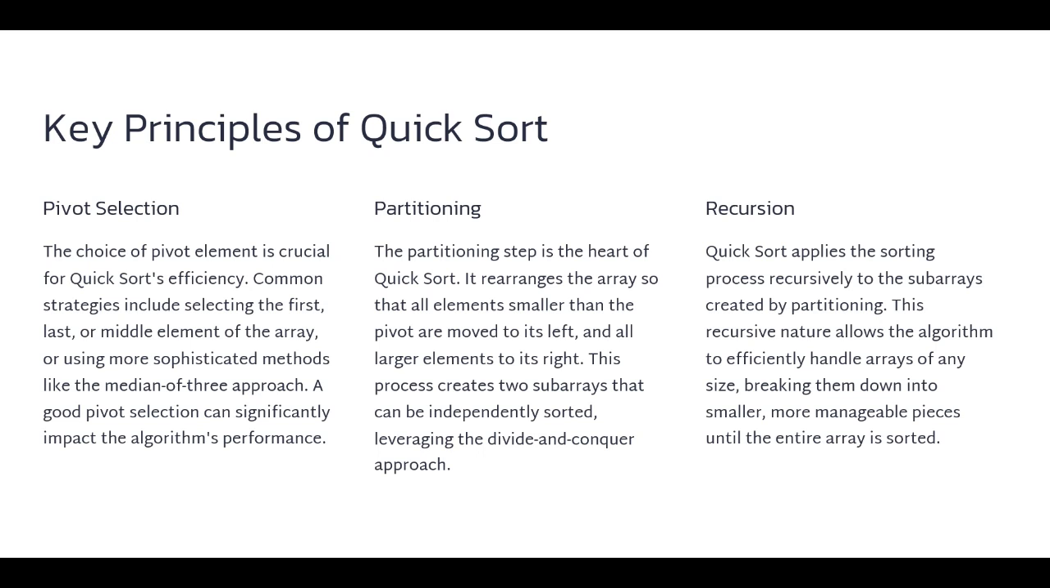The partitioning step is the heart of quicksort. It rearranges the array so that all the elements smaller than the pivot are moved to its left, and all the larger elements to its right. This process creates two subarrays that can be independently sorted, leveraging the divide and conquer approach. Recursion. Quicksort applies the sorting process recursively to the subarrays created by partitioning. This recursive nature allows the algorithm to efficiently handle arrays of any size, breaking them down into smaller and more manageable pieces until the entire array is sorted.